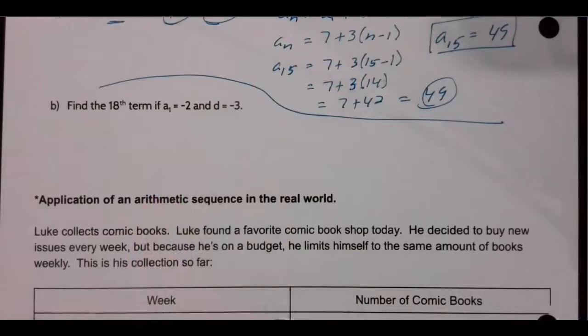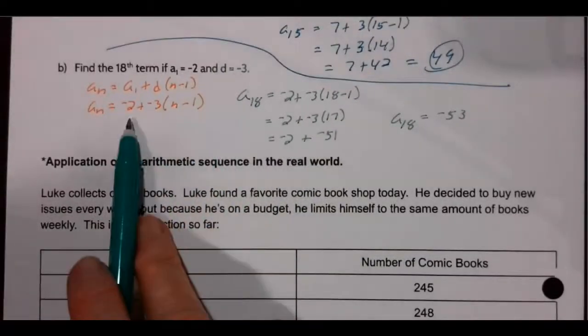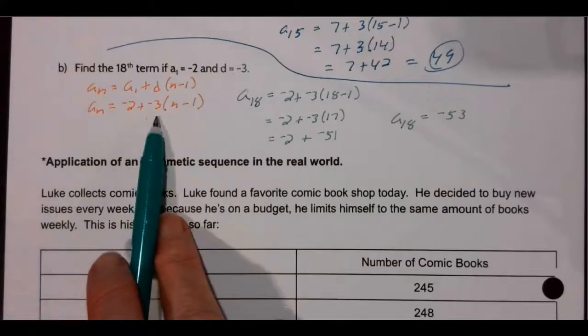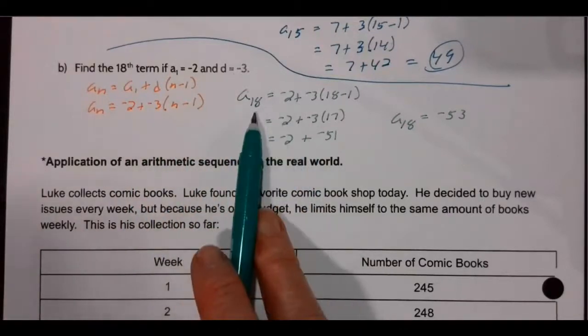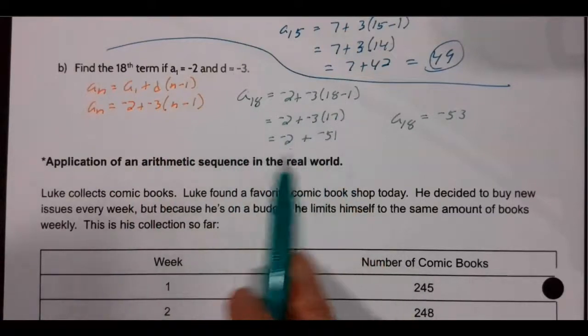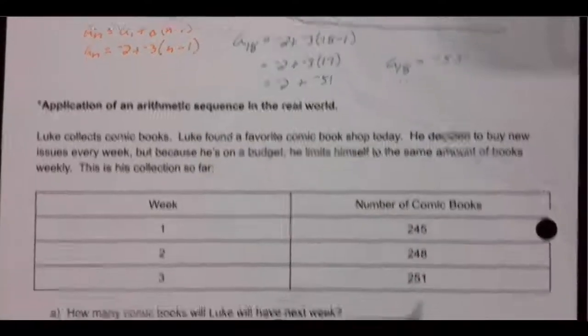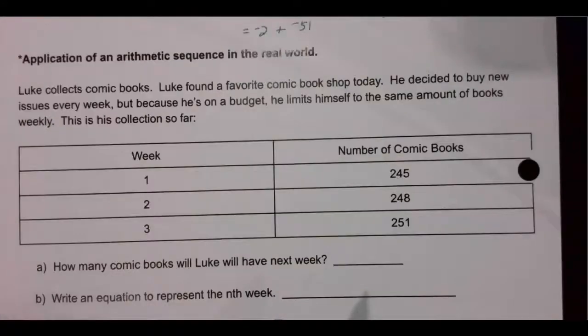Try this next one on your own, or at least start it, okay? So on this one, hopefully a sub n looks like this, negative 2 plus negative 3 times n minus 1. You then found a sub 18, by plugging 18 in, simplifying it, combining like terms, okay? So a sub 18 is equal to negative 53.